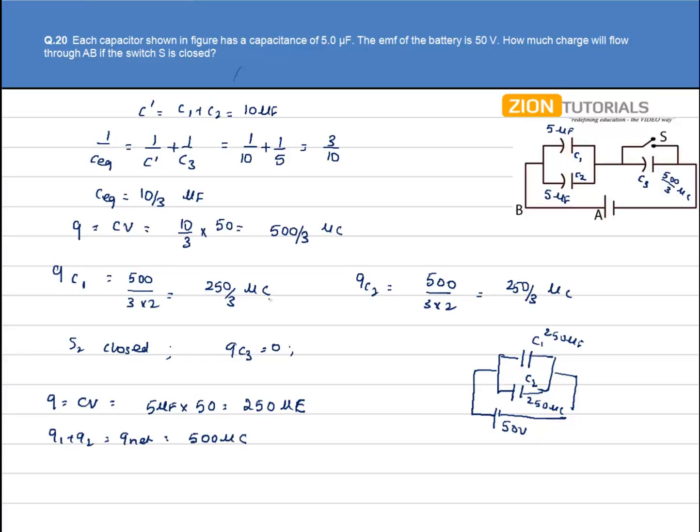Now earlier the charge was 500 by 3 microcoulomb and the final charge is 500 microcoulomb. So the charge that flowed after the short circuiting of the third capacitor, that is C3, is Q flown, which can be given by Q final minus Q initial, that is 500 minus 500 by 3, which on solving gives 3.33 into 10 to the power minus 4 coulomb. That is the answer.